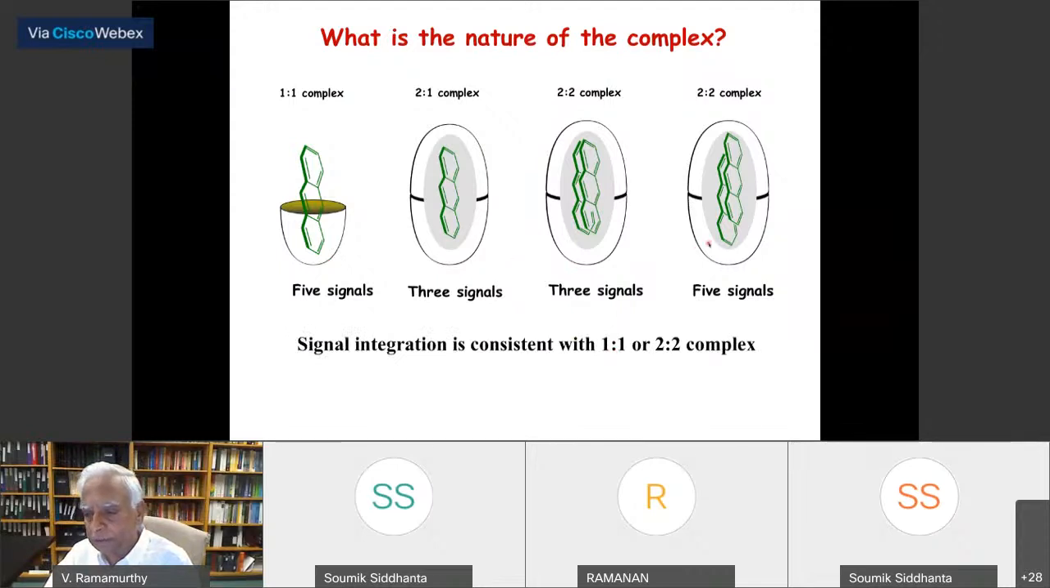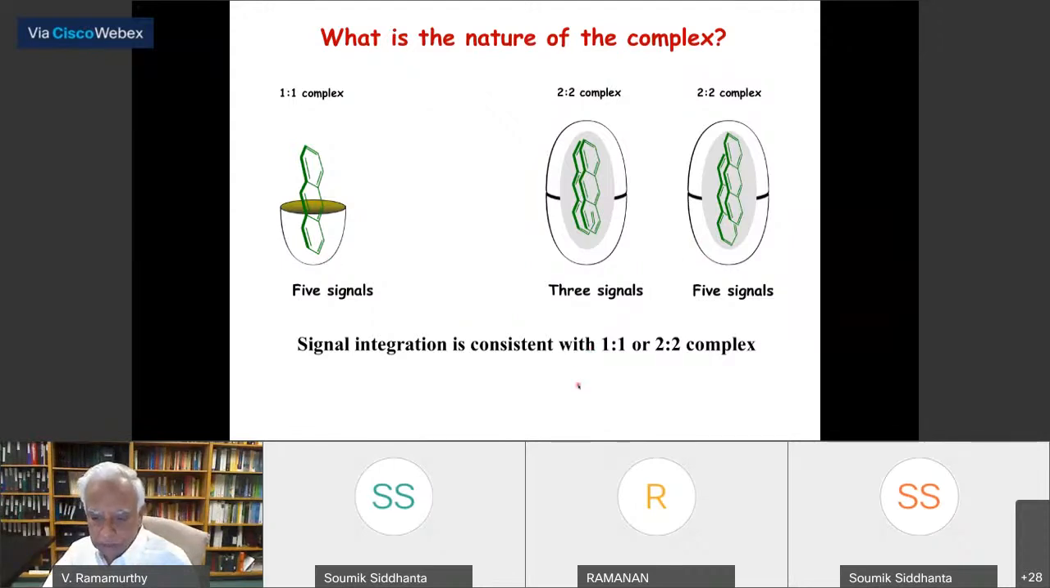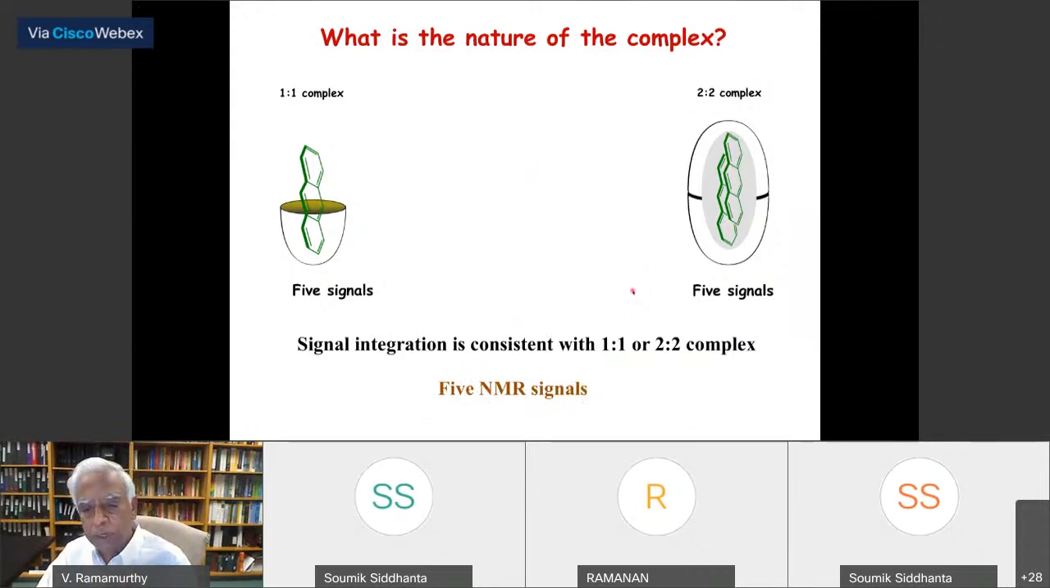Both are correct. Okay. And if you now say, I saw only 5 signals, now this one is not going to be correct also. So the only two possible structures for this host-guest complex are going to be either this or that. Okay. This is a good exercise for the graduate students to learn about NMR.